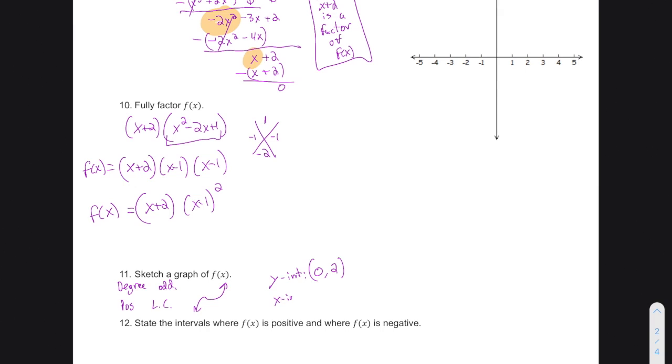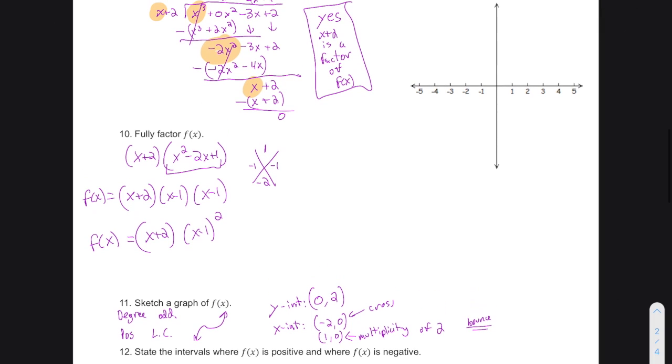Our x-intercepts we can get from our zero product property. So we would have (-2, 0), and we would also have (1, 0). And that (1, 0) has a multiplicity of 2, which means we're going to bounce off the graph. As far as the (-2, 0), that's a multiplicity of 1, so that means we cross the graph here.